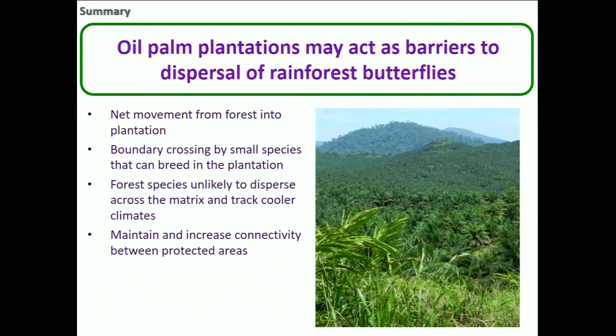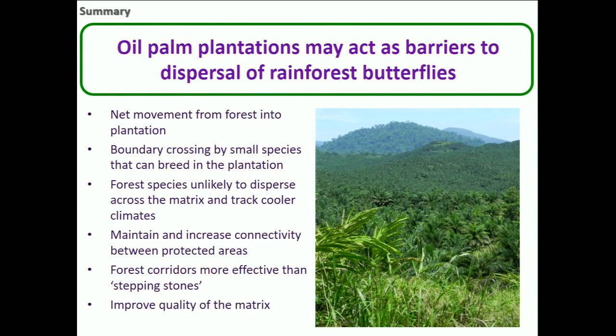So in terms of what we can do in relation to conservation strategies, maintaining and increasing connectivity between protected areas is going to be really important for conserving tropical forest species. And my results suggest that maybe forest corridors would be more effective than stepping stones, because if populations of forest species can't actually leave the forest, then stepping stones may be of limited value. But we do need further research to determine this. Finally, we can also look into improving the quality of the matrix, which may allow more species to move from the forest through the plantations and facilitate dispersal through the oil palm plantation matrices.